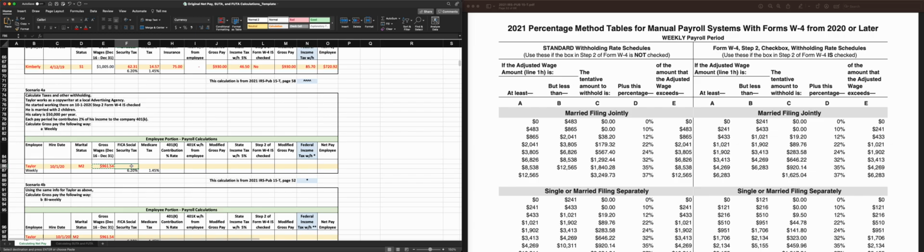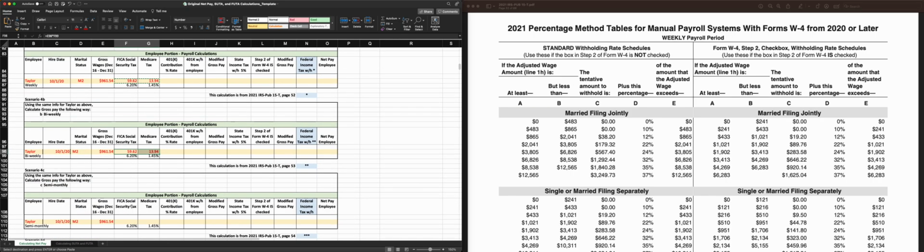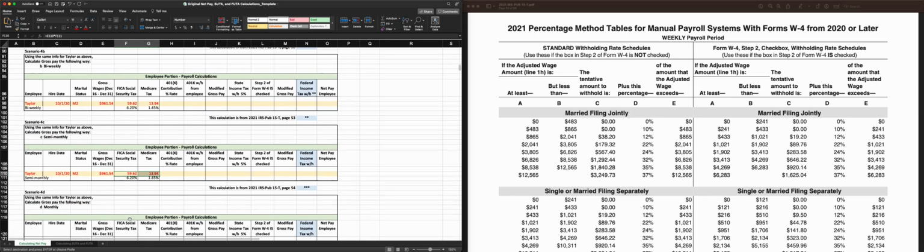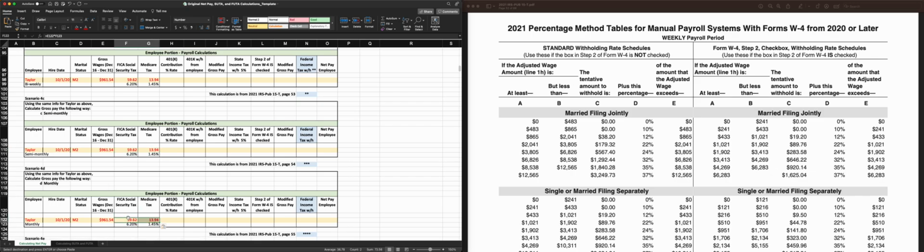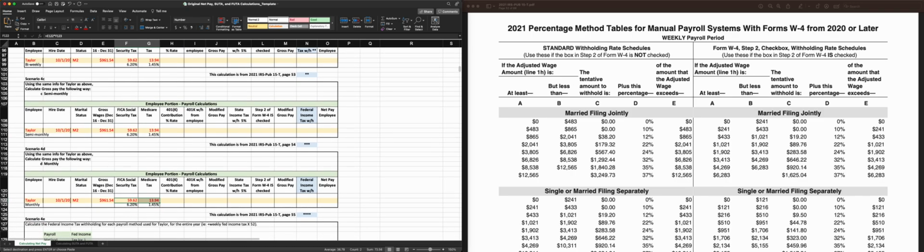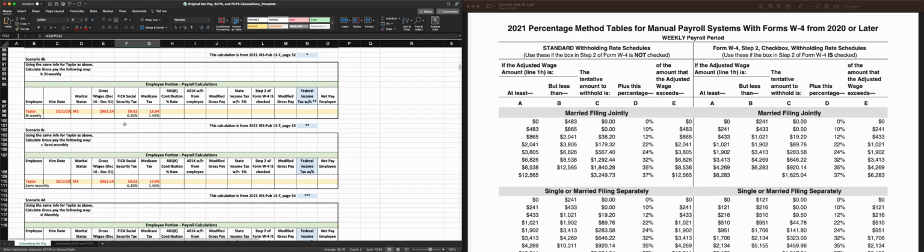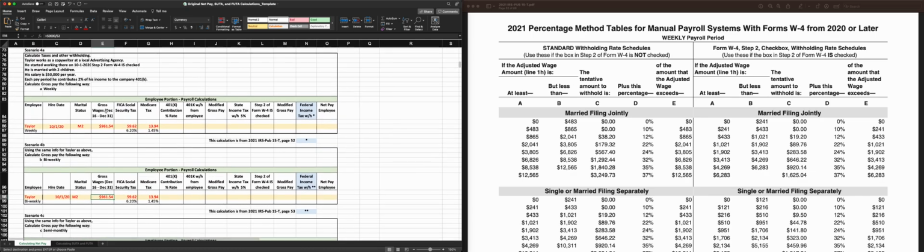So FICA, Social Security, we have that times that, and then we have that times that. So that is going to be copied down, and all that is going to remain the same. Oh, wait. Oh, I just thought of something. This is not going to be the same.